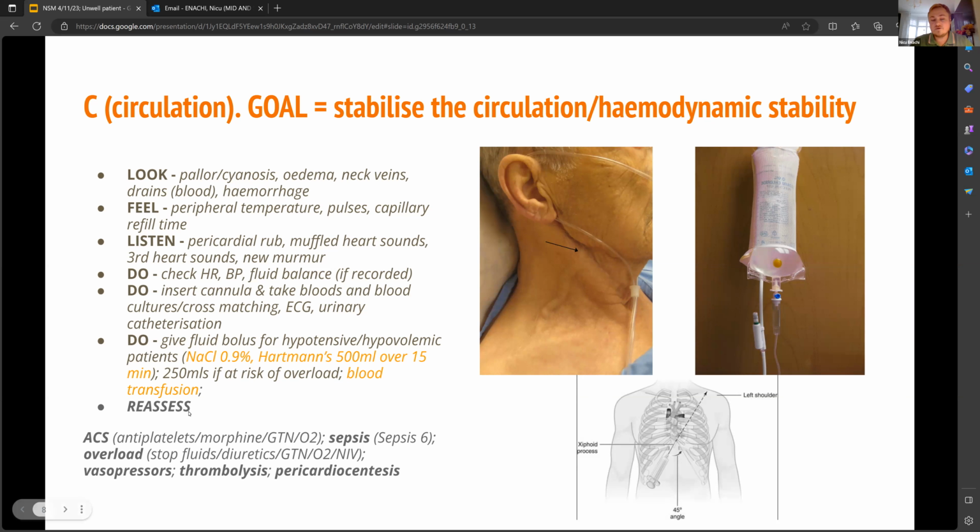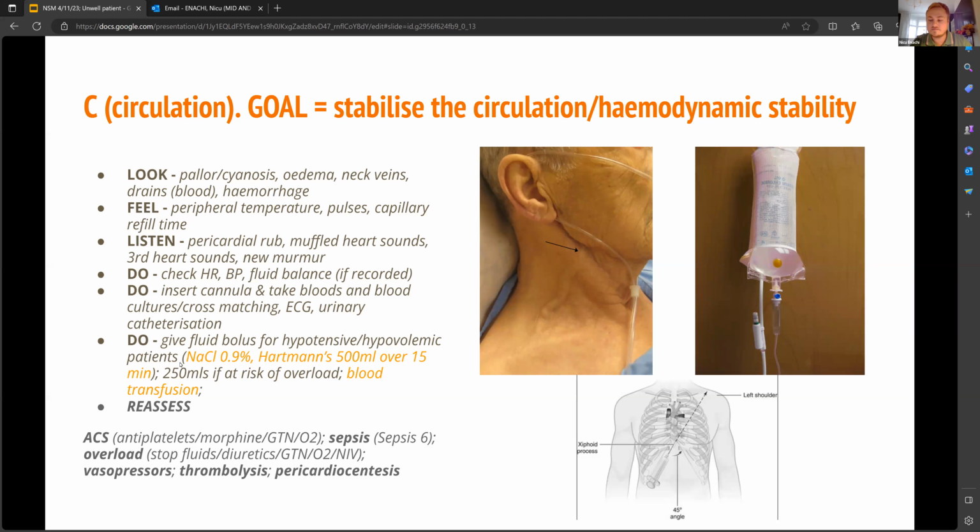And then similarly, we reassess. Has our fluid bolus or fluid challenge, again a common terminology used here, helped? Is the blood pressure improving now? You want to remeasure it every 5, 10, 15 minutes. Whatever I did, did that make a difference? What did that ECG look like?